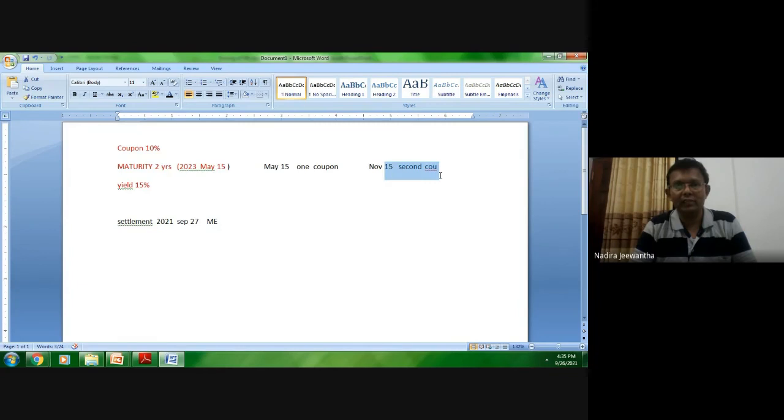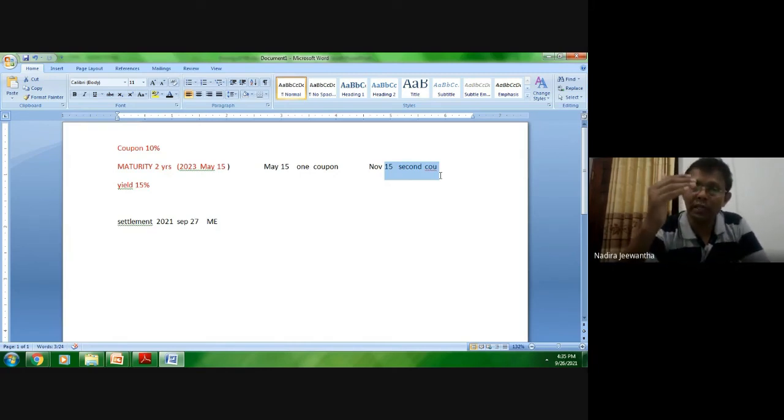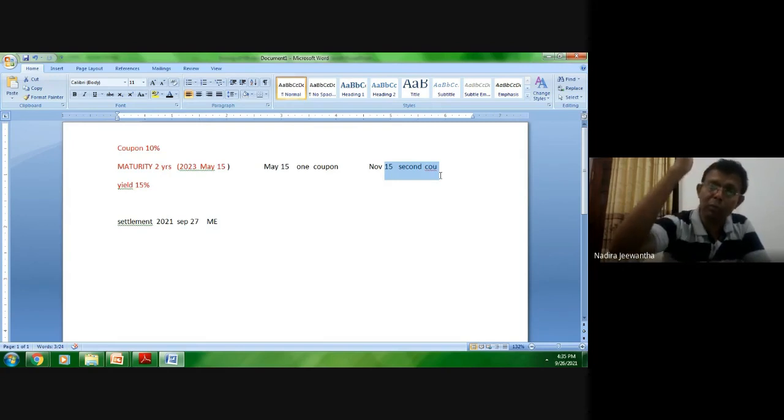It's not ethical. Why? I am holding this particular bond only from September 27th. So whatever amount I should receive, whatever amount my account should be credited, the coupon interest should be calculated for the number of days from 27th September to November 15. You were holding this particular bond from May 15 to September 27.